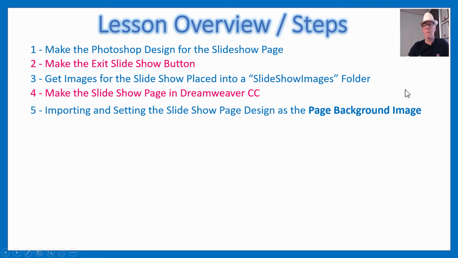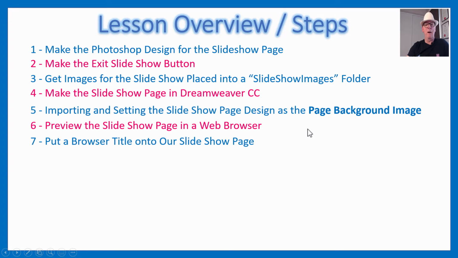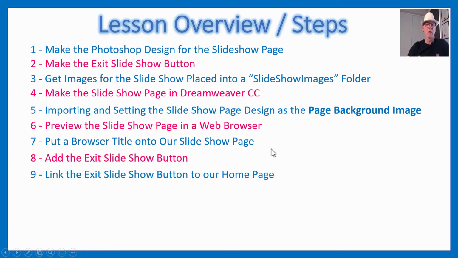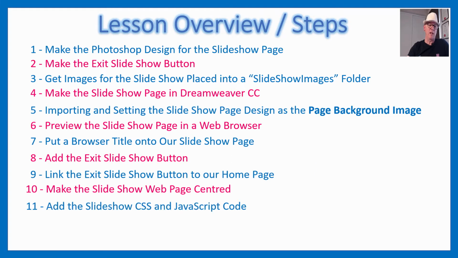Import and set the page design. Now last time we made the page designs and then inserted them as images. For this one we have to put it in as a background image, so that's going to be slightly different. We're going to preview the slideshow page, make sure that's okay. Put a browser title on, add the exit slideshow button. We'll also make that button, which won't take us long, and make the slideshow web page get centered on the screen. We've done that in previous lessons, that sort of thing.